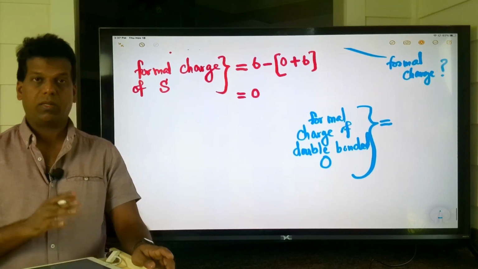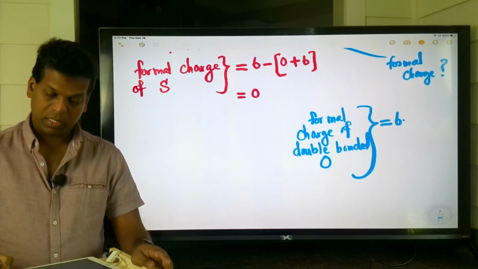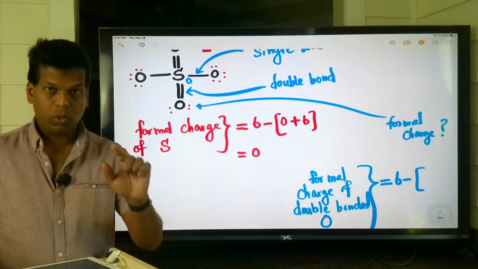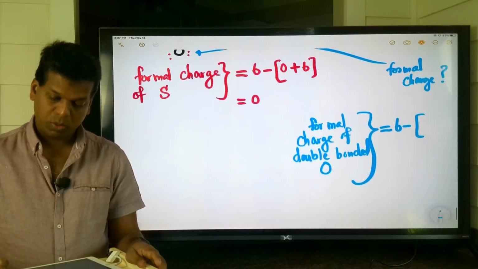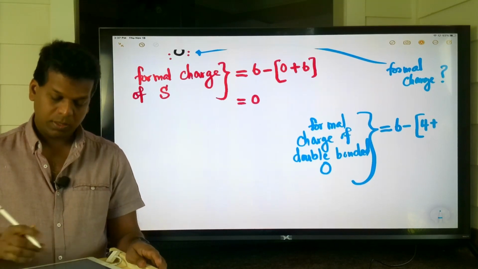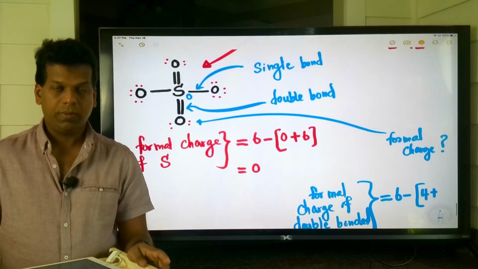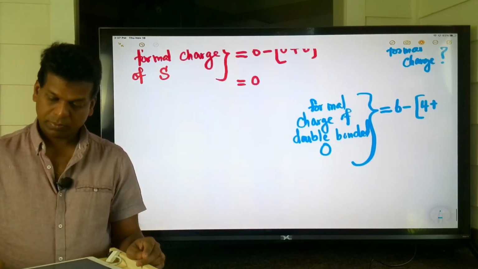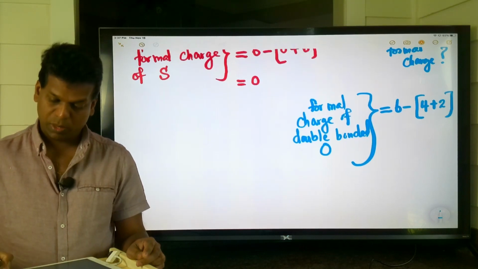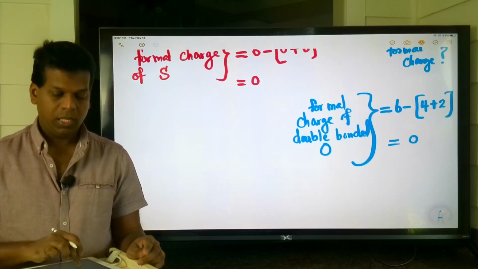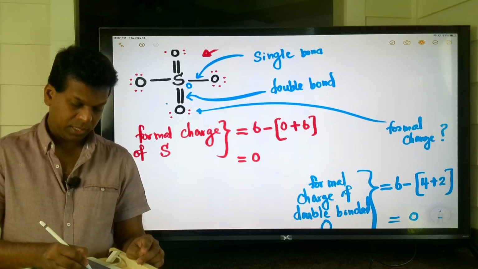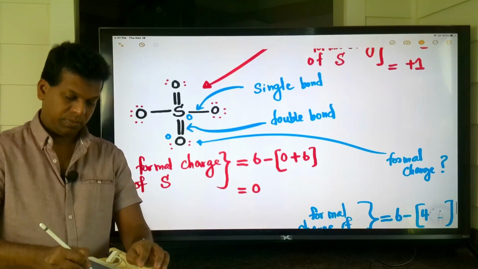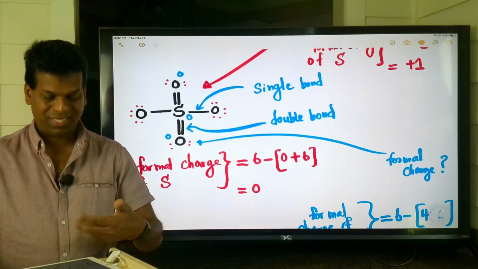Number of valence electrons of oxygen is 6 because it is in group 6, and then that oxygen has 2 lone pairs, that means 4 lone pair electrons, and it has 2 bonds, which means 4 electrons. We need half of that, so it is 2. So 6 minus 6, it is 0. So the formal charge of this oxygen is 0. Then you should understand the formal charge of this oxygen is 0 as well, because they are similar.